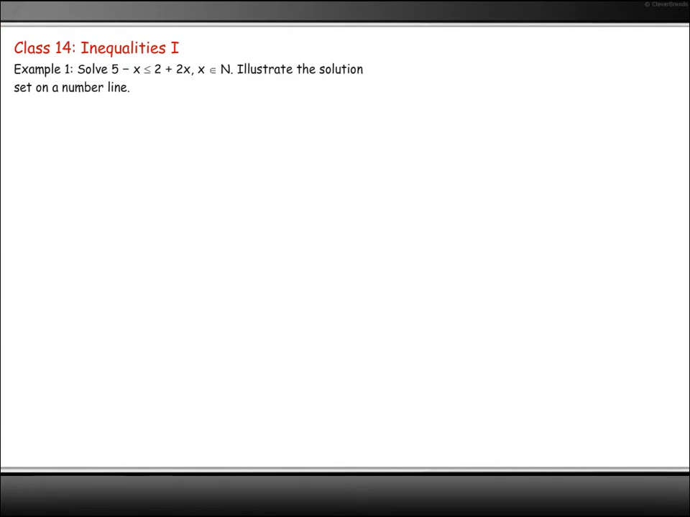Example 1. Solve 5 minus x is less than or equal to 2 plus 2x, for x an element of N. Illustrate the solution set on a number line. Move the x's to the left and the numbers to the right.